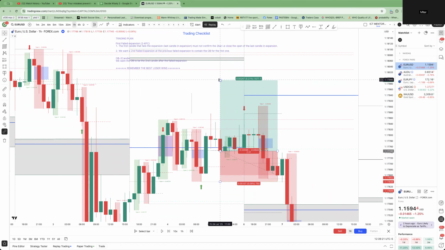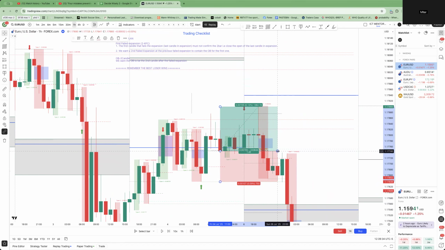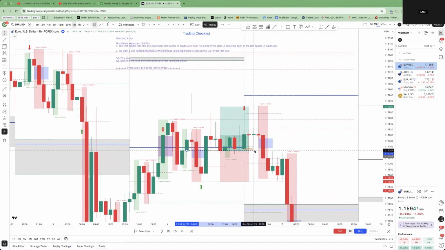Where are we targeting? Failed expansion, because that is the closest expansion. So I'm going to only put this. I'm not going to put this. Why? Because if I was in that long, I would not take this. I would not take this shot.